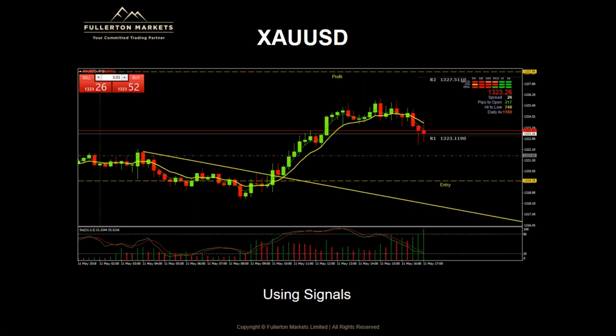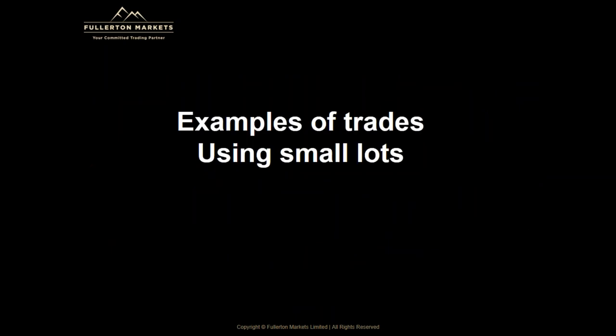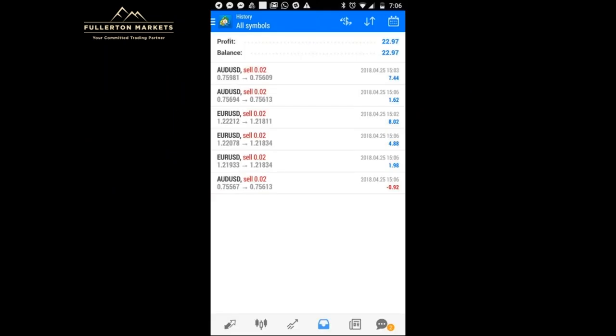Now, let me show you that this system, this simple strategy trading does work. Here are some examples of trades using small lots. These are actual results. Look at the trade sizes: 0.02, 0.02, 0.02, 0.02, 0.02, 0.02, six small trades, $22 profit. One losing trade, 92 cents.